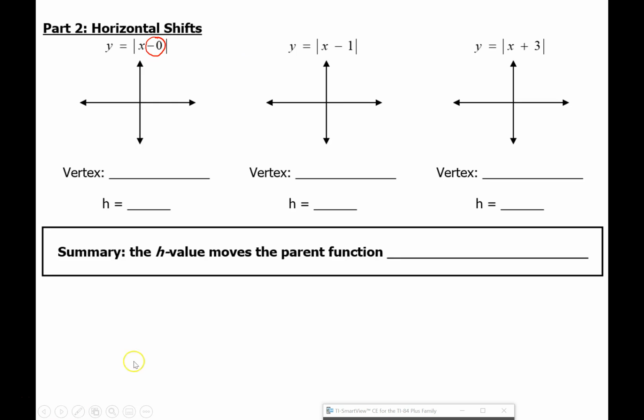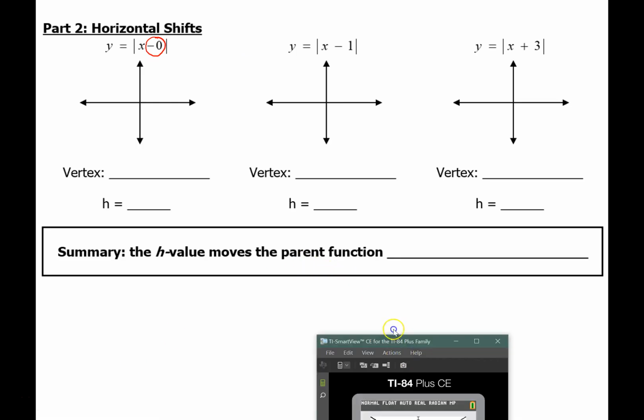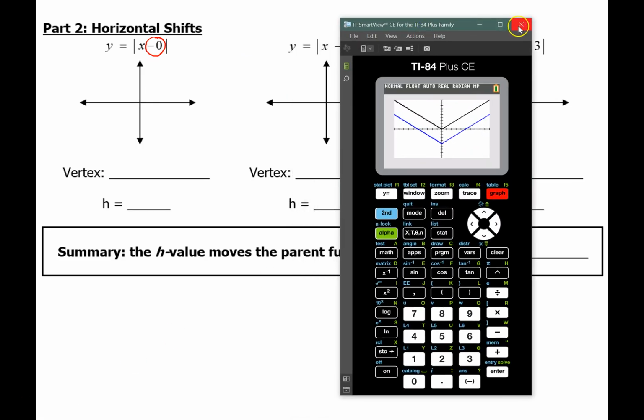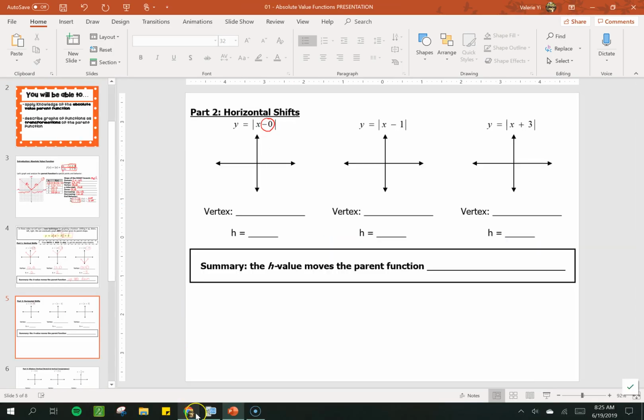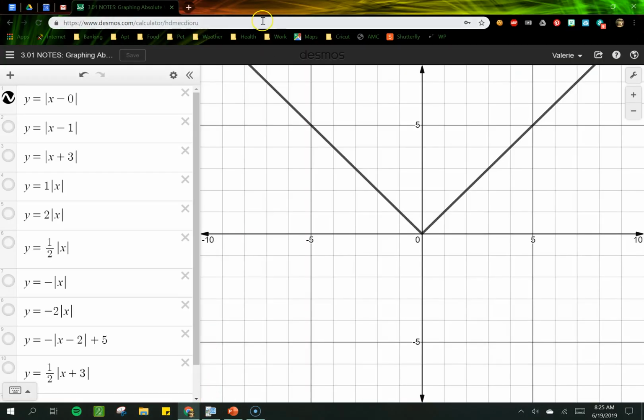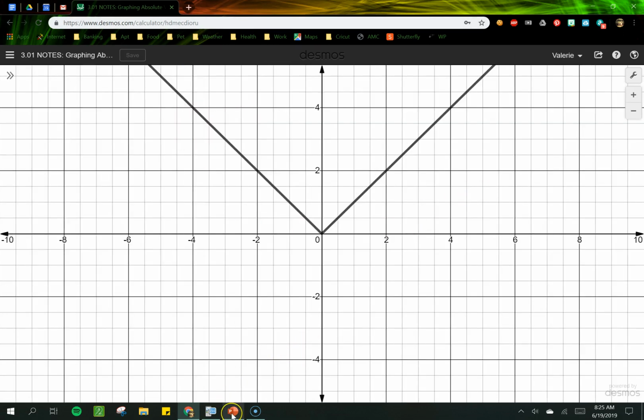So this time, rather than using the calculator, I want to show you with Desmos what these look like. So I'm going to exit out of my show for a second and pull up Desmos, which I've already programmed in. Okay, so you'll see I've already got the first absolute value function plugged in. This is the absolute value of x minus 0, and all of that is inside of the absolute value bars. So notice that my vertex is still here at 0, 0.